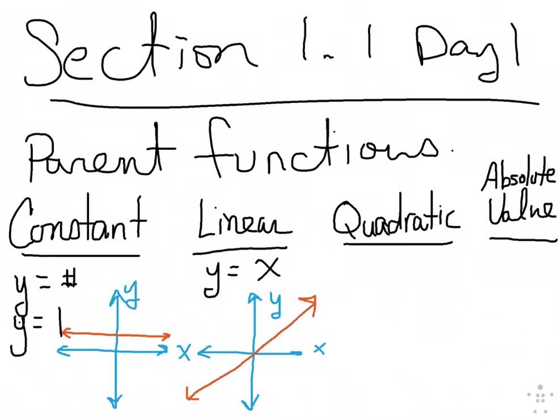Now, are both constant and linear straight lines? Yes. But the difference is, one of them is straight left and right, and the other one's got a slant to it. Does that make sense? Everybody okay with the difference between those two?